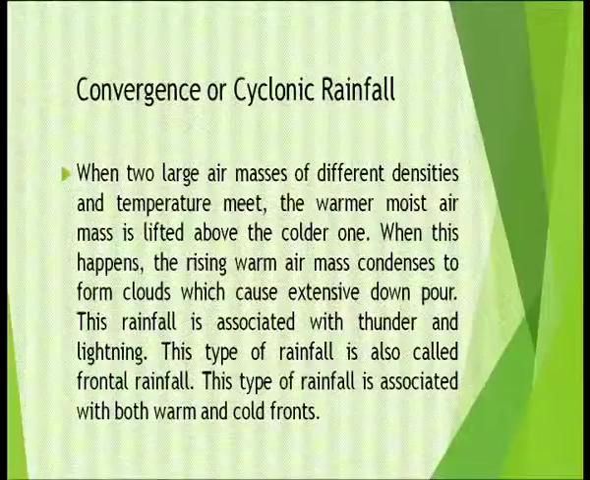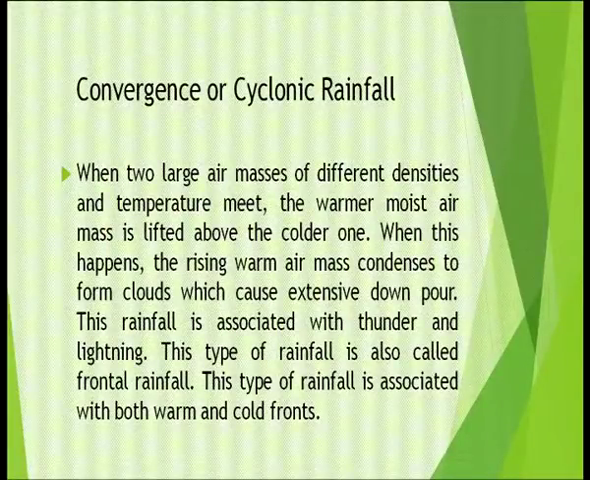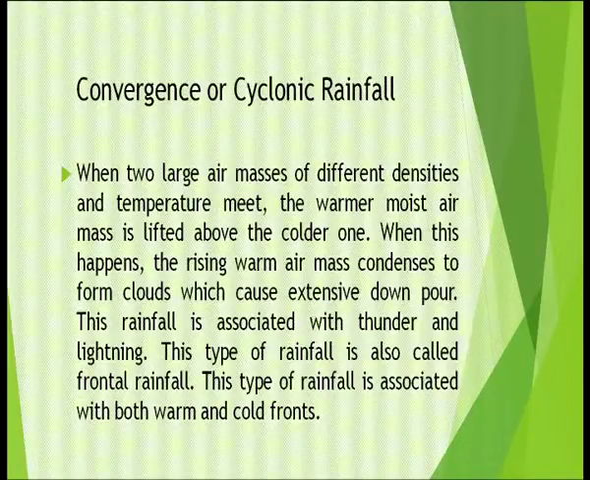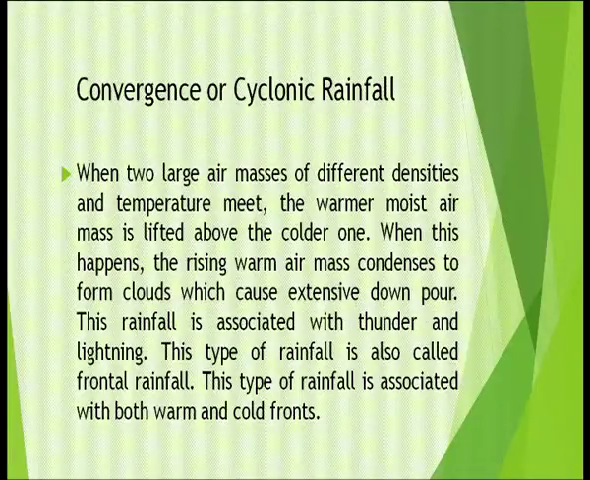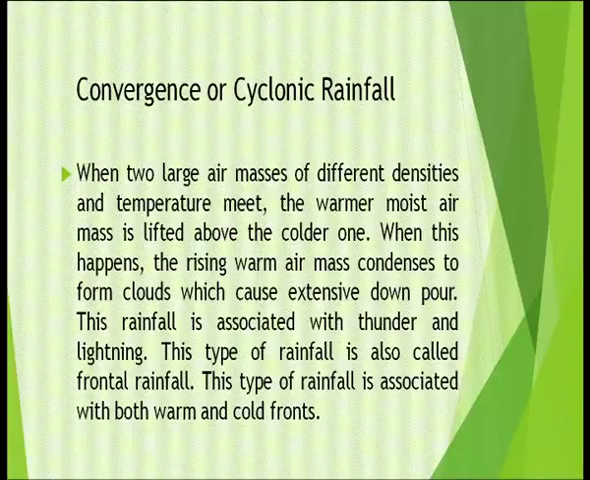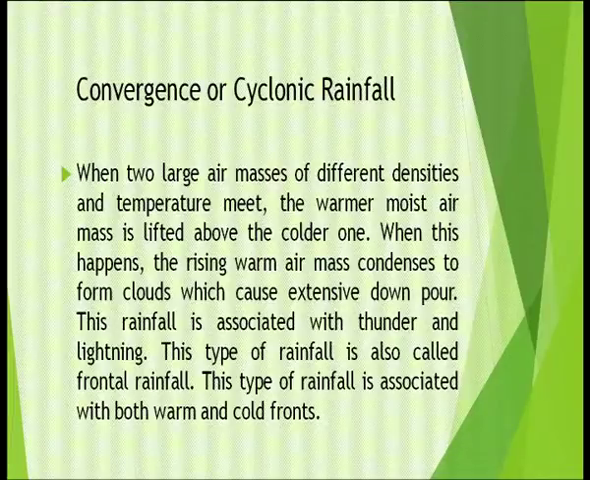When two large air masses of different densities and temperatures meet, the warmer moist air mass is lifted above the colder one. When this happens, the rising warm air mass condenses to form clouds, which causes extensive downpour. This rainfall is associated with thunder and lightning. This type of rainfall is also called frontal rainfall. This type of rainfall is associated with both warm and cold fronts.